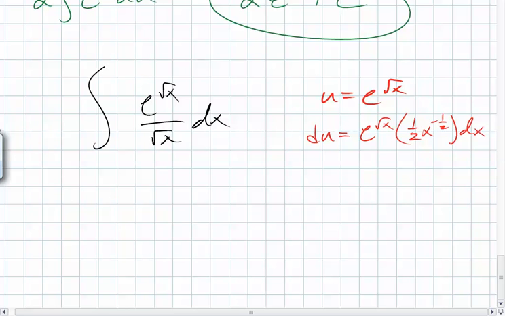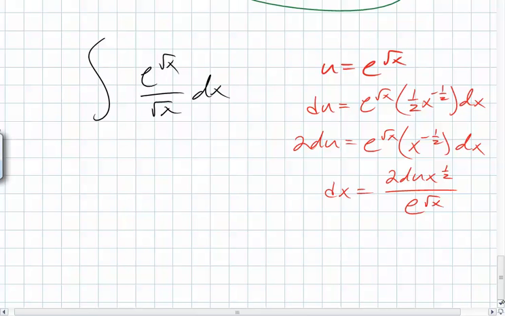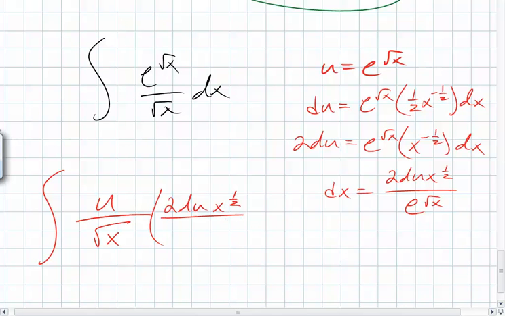Is that correct? Nice. So 2 du is equal to e to the root x times x to the negative 1/2 dx, right? So what is dx going to be? 2 du x to the, it's not negative anymore if it stays up there, to the 1/2 over e to the root x. So where do you plug that in? Watch what happens. What does it become? u over the square root of x times 2 du x to the 1/2 over what? What cancels?